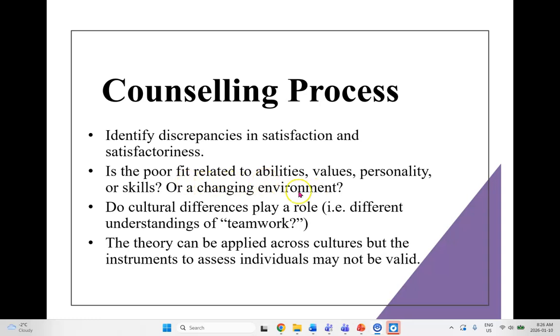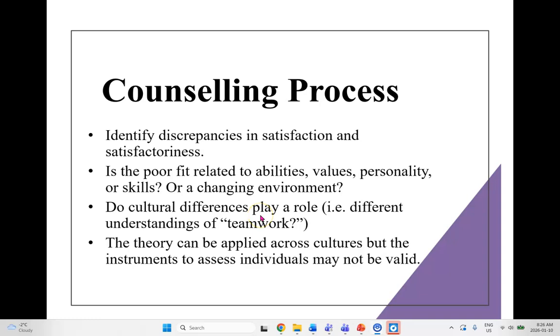When you're applying this model in a counseling process, you want to identify discrepancies in satisfaction and satisfactoriness. So, is the poor fit related to abilities, values, personality, or skills, or a changing environment, or a combination of the two? Do cultural differences play a role? For example, different understandings of the idea of teamwork.